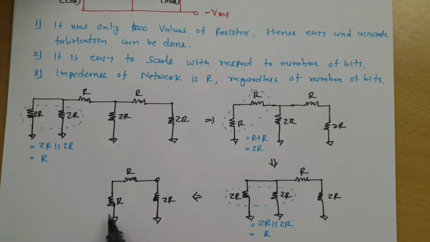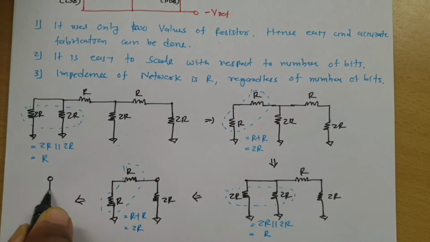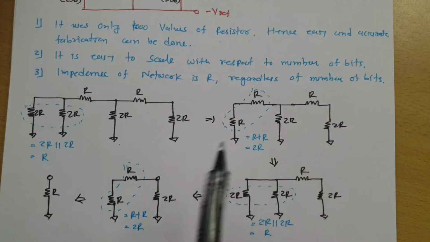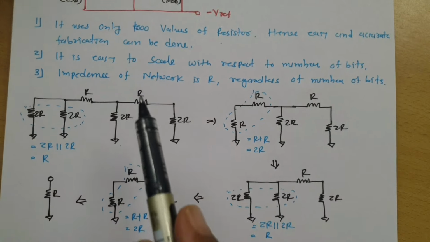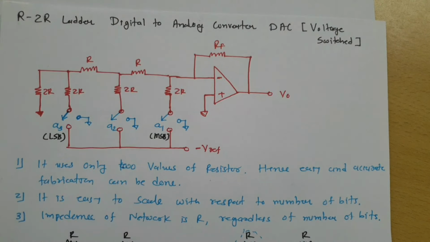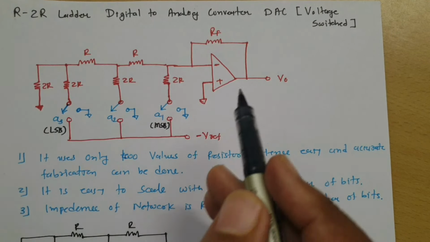So you see this R and R again, that is in series, so that will make the resultant 2R. So this 2R again is parallel to 2R, so that will make this resistance equivalent to R. So as I have said, the impedance of this network is R regardless of the number of bits, right? So even if you increase the number of bits, the impedance of this network will not change, it will stay as R, right?